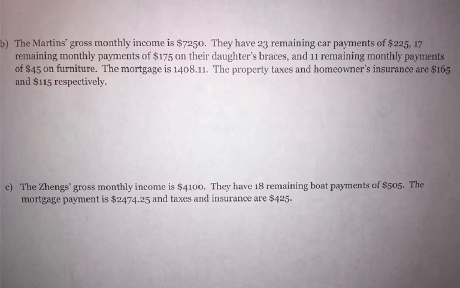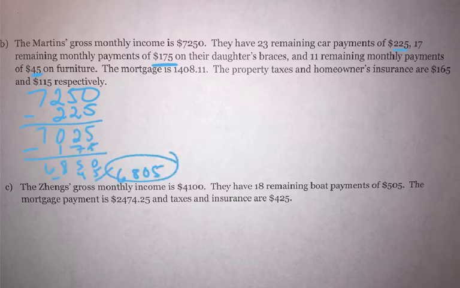So the first thing we need to do is find their adjusted monthly income. We take their gross income, which is $7,250, and we need to subtract 225, 175, and 45. So this gives us their adjusted monthly income of $6,805. We take that and multiply it by 28%.